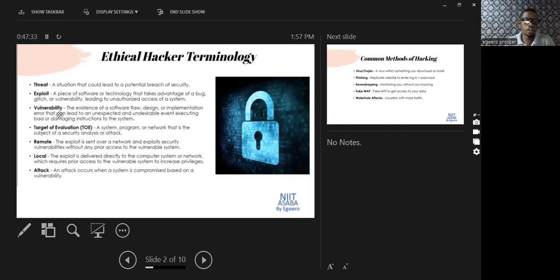So what do you mean by vulnerability? Vulnerability means the existence of a software flaw. That is what? Things are not well structured. Things are not in order. Somebody is taking advantage of it. Loopholes.